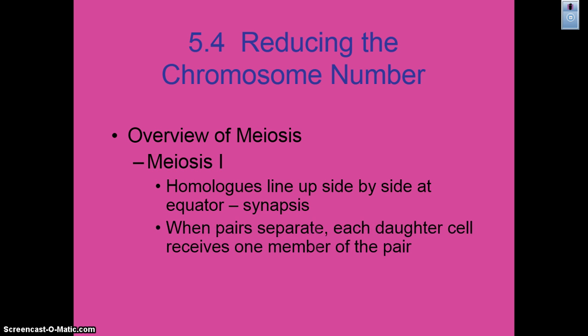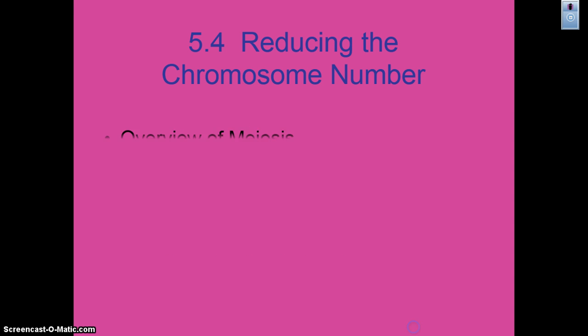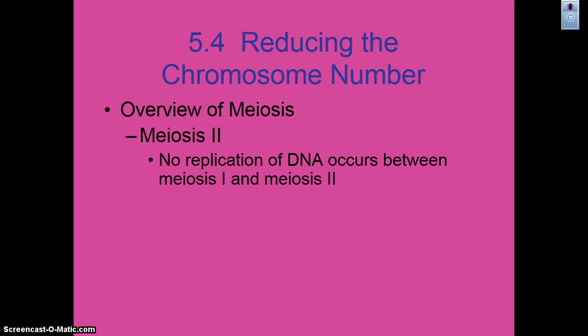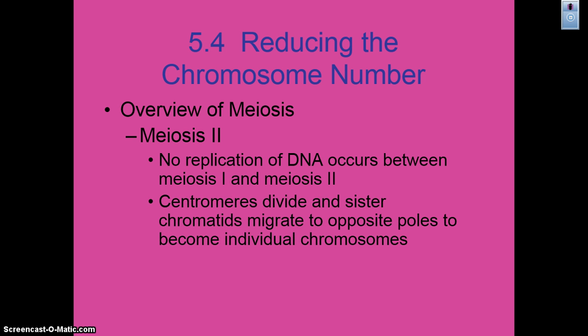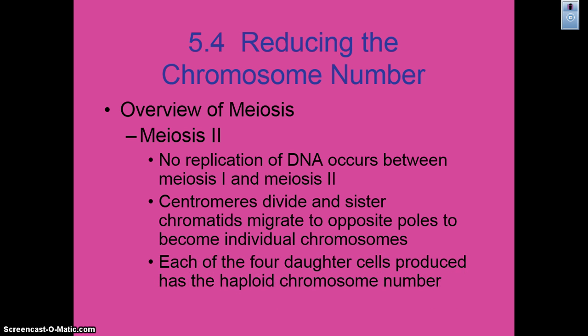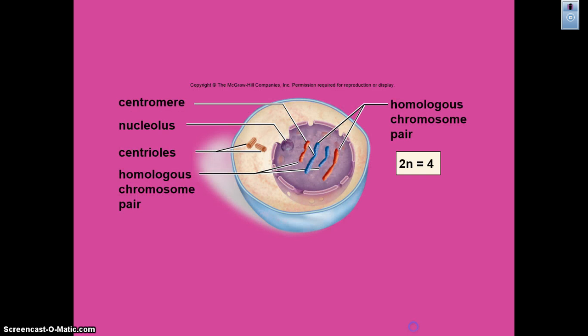Meiosis 1. Homologs line up side by side at the equator and go through a process called synapsis. And when pairs separate, each daughter cell receives one member of the pair. And we'll talk more about synapsis as we go through the specific stages. The cells at this point are haploid cells. And then in meiosis 2, DNA doesn't go through interphase again, because we don't need to replicate anything. So the centromeres divide, the sister chromatids migrate to opposite poles, and they become individual chromosomes. And each of the 4 daughter cells produced has the haploid number of chromosomes.